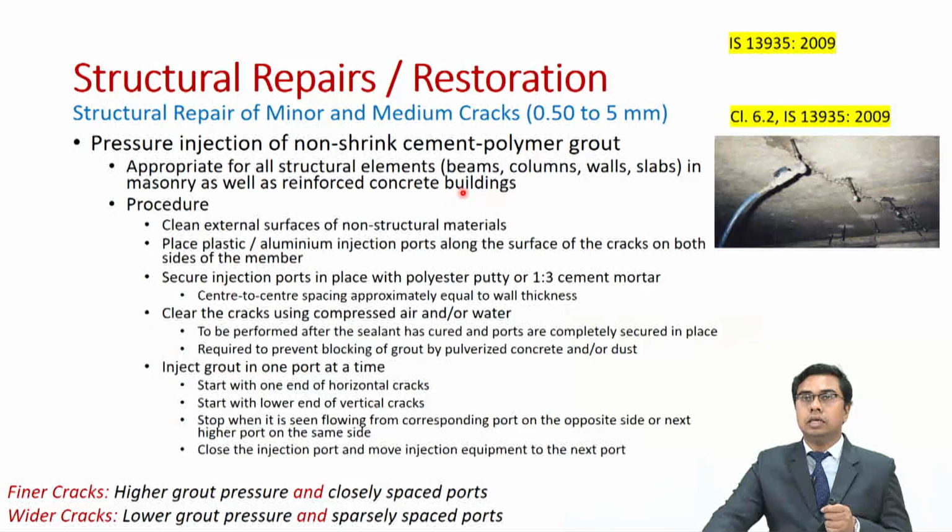So, in this case what do we do? First of all, we clean the external surface of the member to get rid of non-structural materials which might be sticking over there. Then we shall place plastic or aluminum injection ports. In this figure you can see we have these ports which are placed along the surface of the crack on both sides of the member.